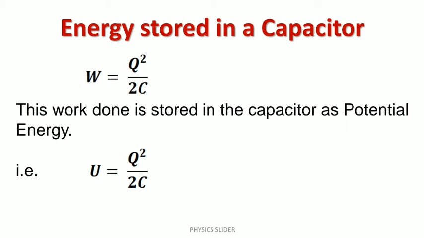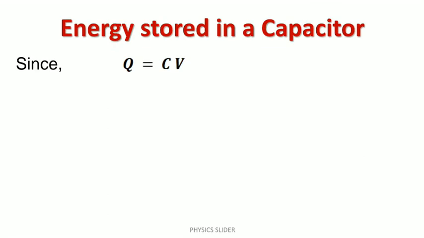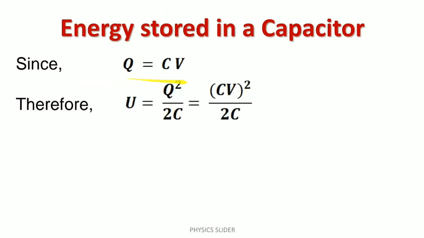Now we will elaborate this formula a little bit more. Watch here. Since Q is equal to CV, and U is equal to Q square upon 2C that we have derived, in the place of Q put this value, Q is equal to CV. So this becomes (CV) whole square upon 2C as it is.